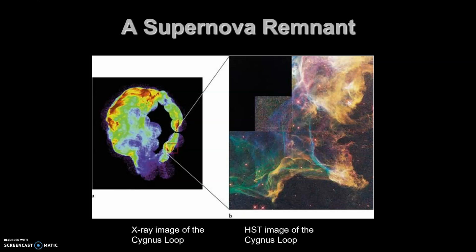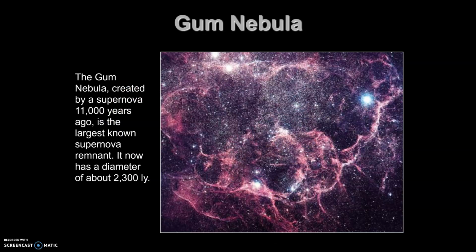Our remnants here, we're going to see different clouds. This is an example of the Cygnus Loop. And again, that supernova explosion is going to cause those different clouds to be made. The Gum Nebula was created by a supernova 11,000 years ago, and it's known to be the largest supernova remnant. Now it's about 200 to 300 light years in diameter from end to end. That's a really huge supernova remnant that we can see here.